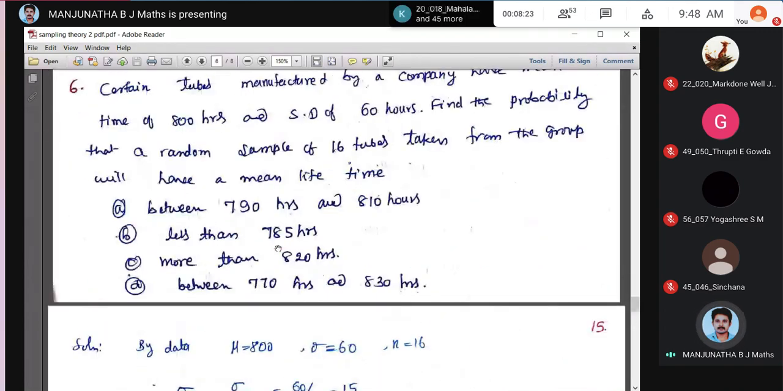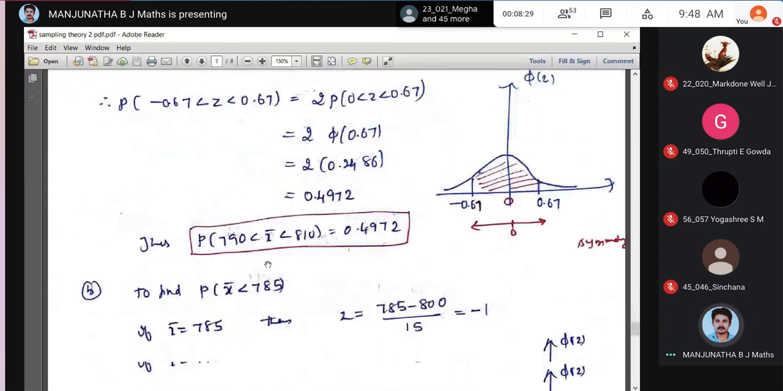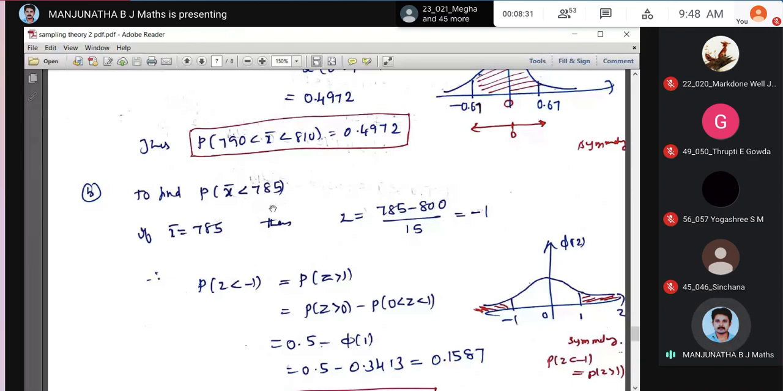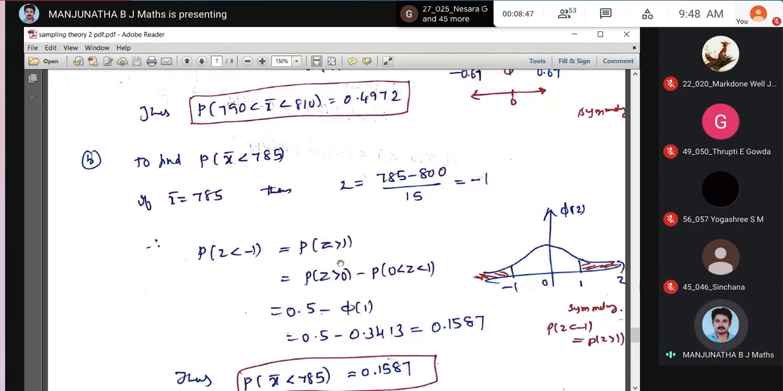Next one is between these hours. Next, less than 785, more than 820, etc. For less than 785, x bar is 785, therefore z corresponds to 785 minus 800 divided by 15, that is minus 1. So the probability that x bar is less than 785 is equivalent to finding the probability of z less than minus 1. That is equal to the probability of z greater than 1.